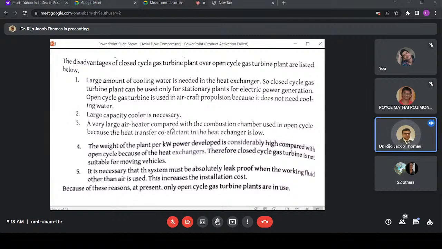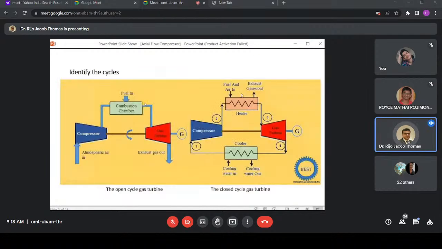The air heater is large compared to the combustion chamber, because of the heat transfer coefficient, or this heat exchanger, which is just a heater. So it should be enormous in size, so that you have very high temperatures developed at the end. The combustion chamber can be a smaller one because the heat generation would be high, but here you need to transfer heat from one fluid to the other, and that requires setups which are big.